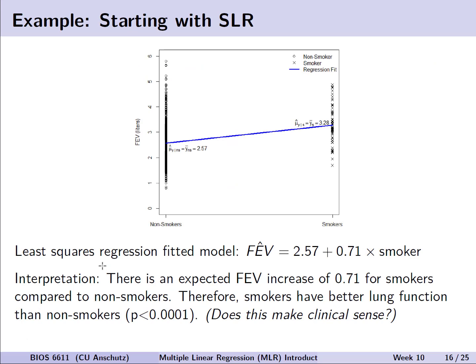So if we graphically represent our data and what this fitted regression model looks like, we see we have this fitted regression line where the predicted FEV equals our intercept of 2.57, the predicted FEV for a non-smoker. And then we have plus 0.71, that's our blue line here in the figure that has this slope that's slightly positive for a smoker. In other words, our interpretation is that there is an expected FEV increase of 0.71 for smokers compared to non-smokers, and that smokers actually have better lung function than non-smokers.